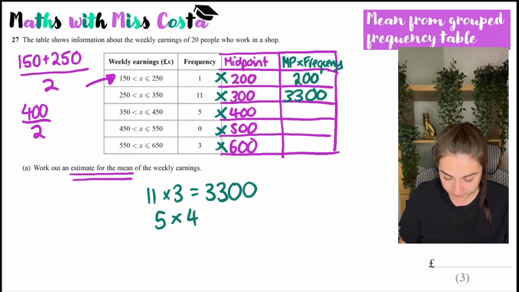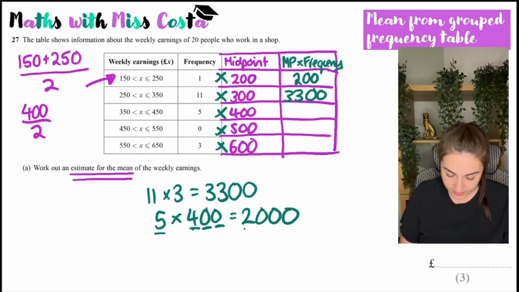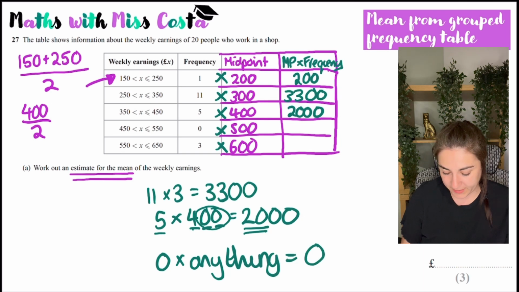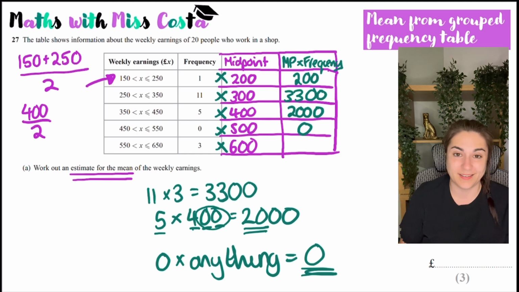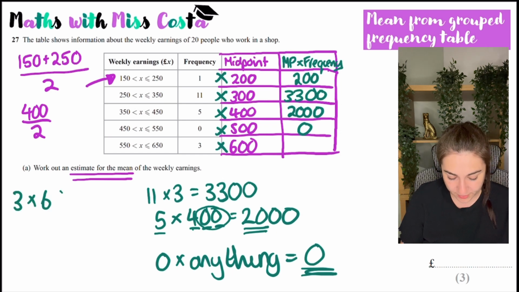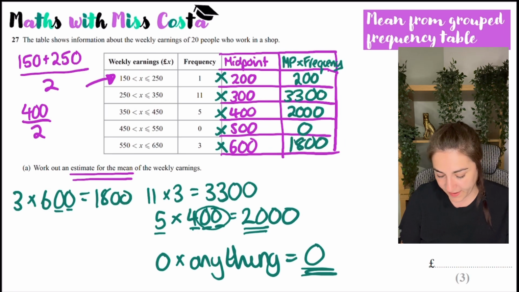5 times 400, so let's do it the same way. 5 times 4 is 20, times by 10 is 200, times by 10 again is 2,000. Or you could just do 5 times 4, which is 20, and then add on the 2 zeros. So that's 2,000. 0 times 500 is 0, times by anything is always going to be 0. Because if no people earn £500, then no money is earned. And then 3 times 600, so 3 times 6 is 18, and then add the 2 zeros, so 1,800.